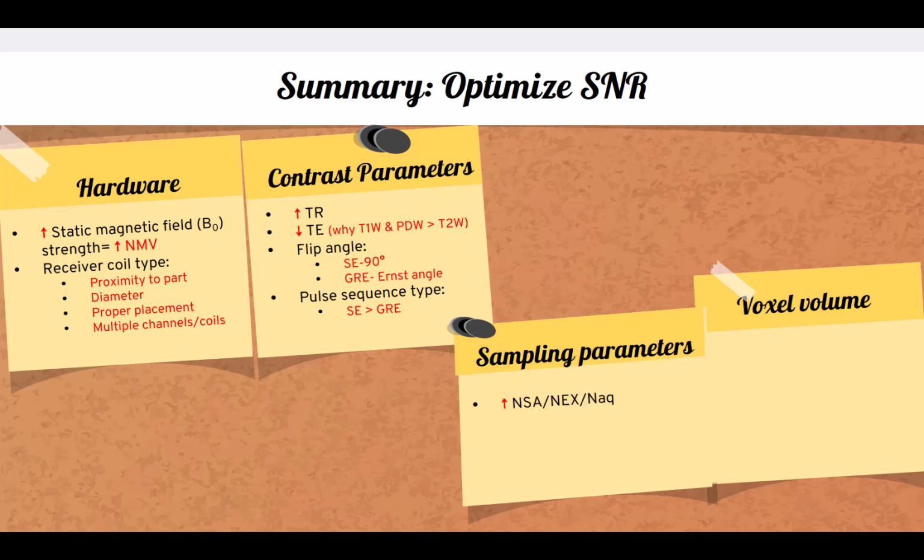For sampling parameters, you want to increase your NSA, but remember this is not the best option for increasing signal because you're only going to increase it in relationship to the square root of NSA. You want to narrow or reduce your receiver bandwidth to filter out the noise. And in terms of voxel volume, you want to increase your field of view, use a coarse matrix versus a fine matrix, and increase your slice thickness.